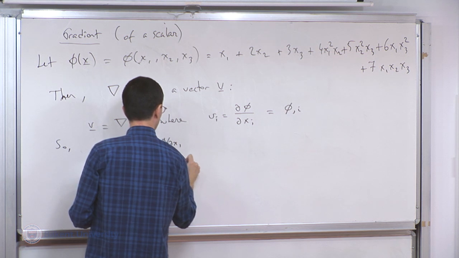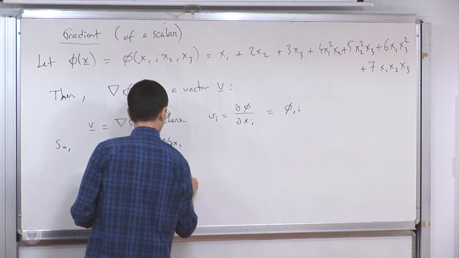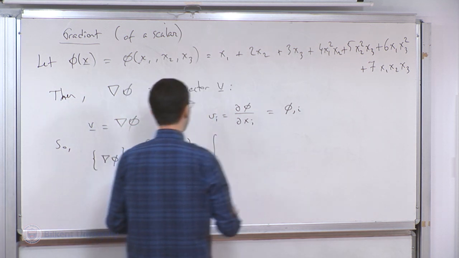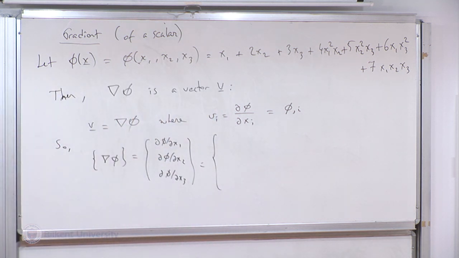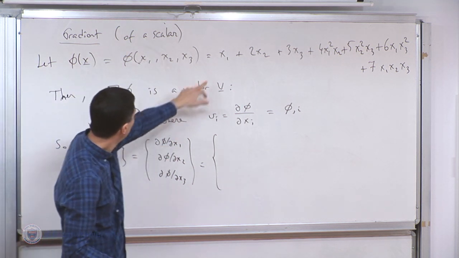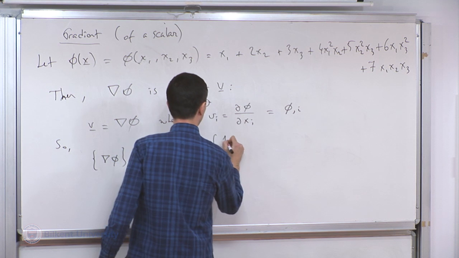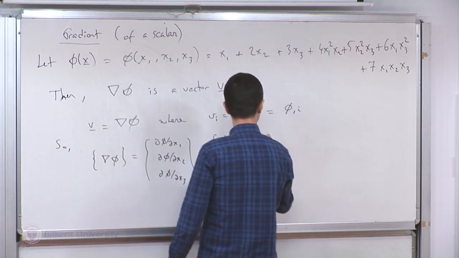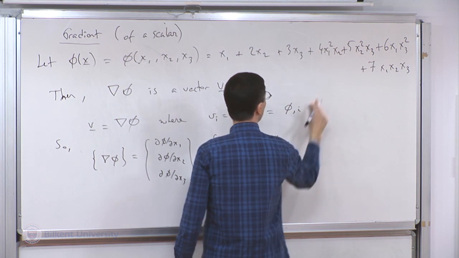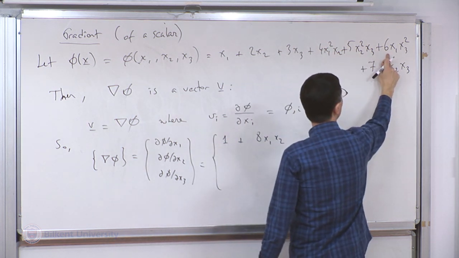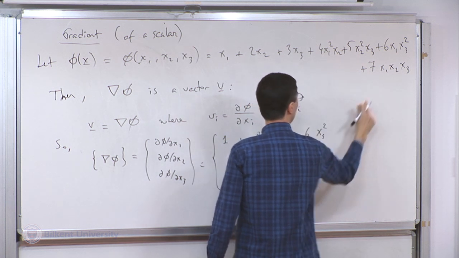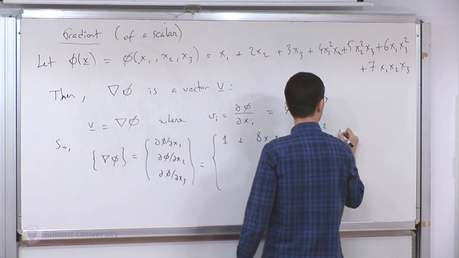And let me calculate what this function is explicitly. Right? Let's do it together once. So the first one is del phi del x1. So it's 1 plus 0, plus 0, 8 x1 x2, 0, 6 x3 squared, and then 7 x2 x3.